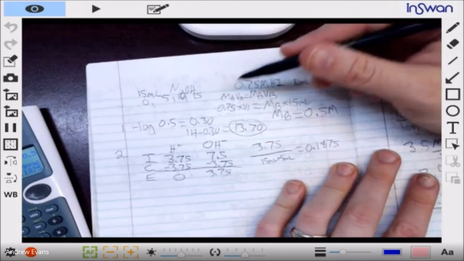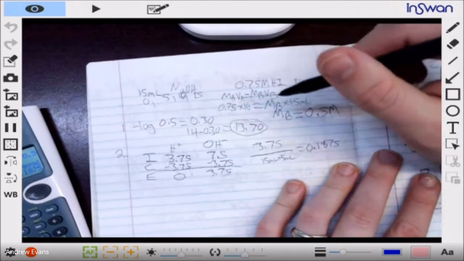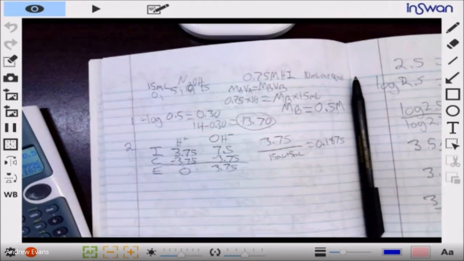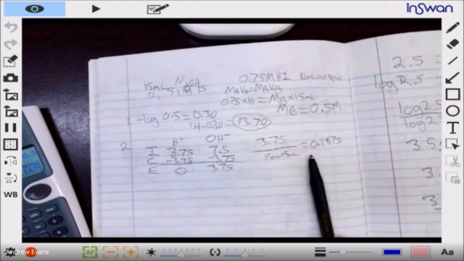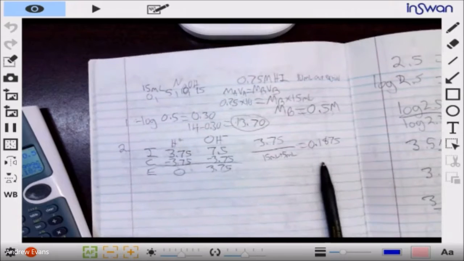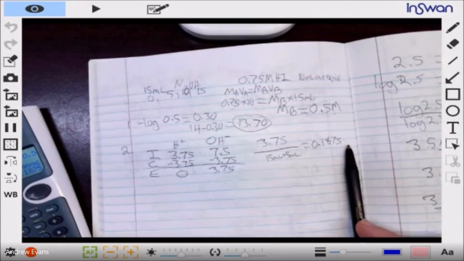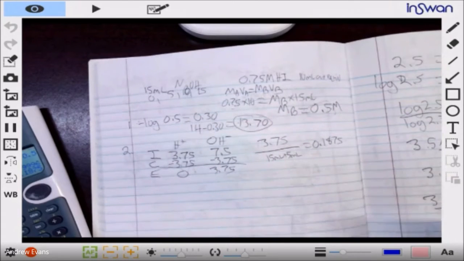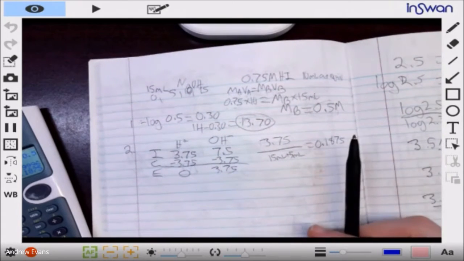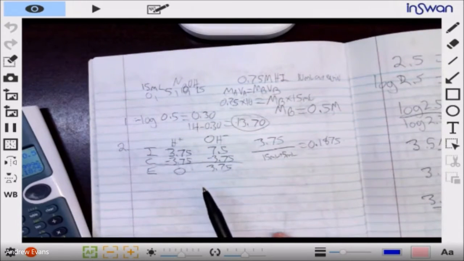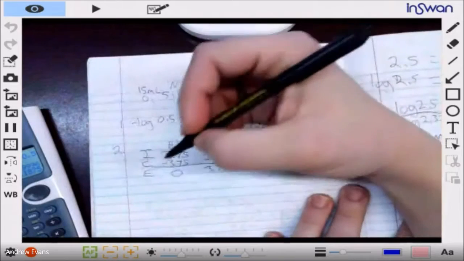Adding half the amount of acid to the base as we needed, we only dropped from 0.5 to 0.1875. It's not a huge, I mean, it is a big drop, but it's not as big a drop as you would expect to say half neutralize the base.